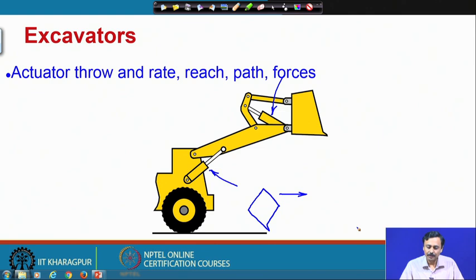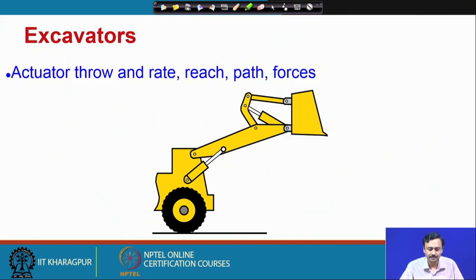Next is the force. If I have to carry a certain amount of rubble, what forces these actuators must exert in order to carry that? These are certain questions which are relevant for our study.